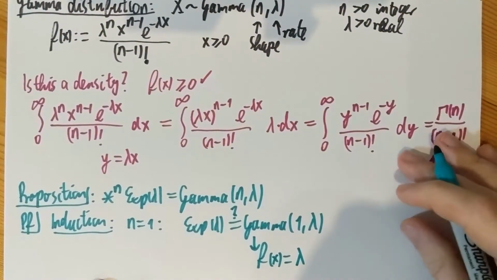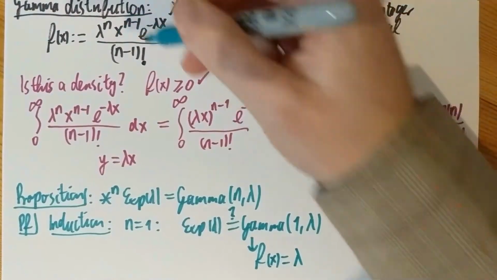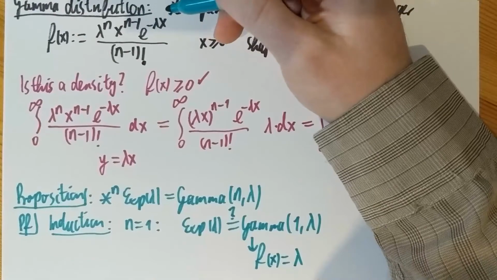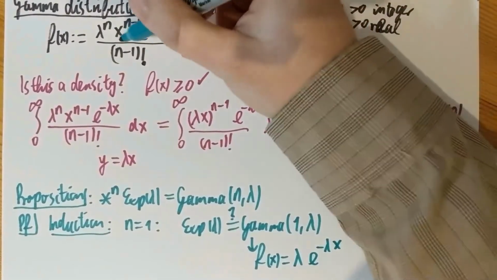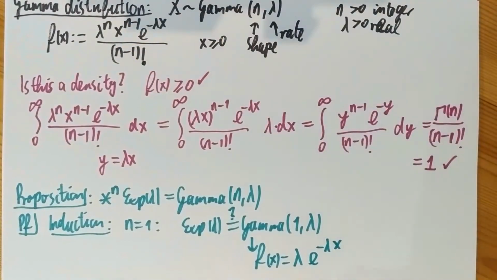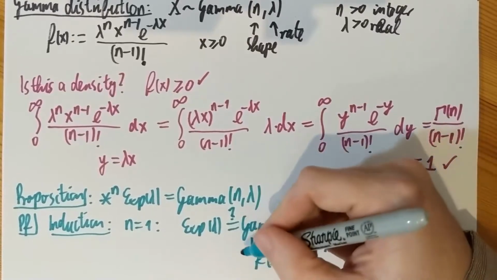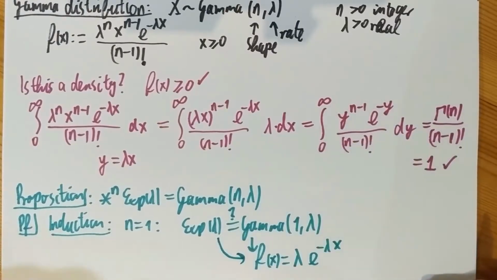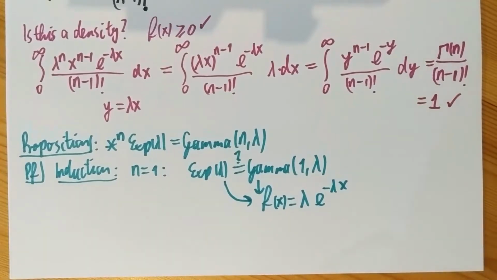Plug in, this way you can see both. Plug in n equals 1, so x to the 0, that's not giving any contribution. There is not even an n there, so I just copy e to the minus lambda x. n equals 1 gives me n minus 1 factorial, 0 factorial, which is defined to be 1. So the density for gamma 1 lambda is lambda times e to the minus lambda x, which is the same as the density of the exponential distribution. So indeed, n equals 1 gives me that exponential lambda is the same as gamma.